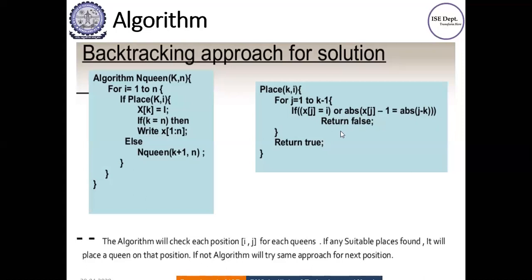Return if it is not possible. So if it is not true, you are calling this again for the next set of queens. So here basically k indicates the set of queens.